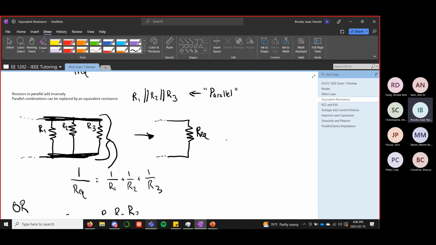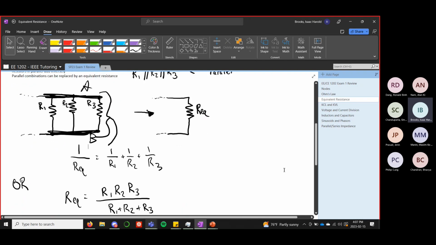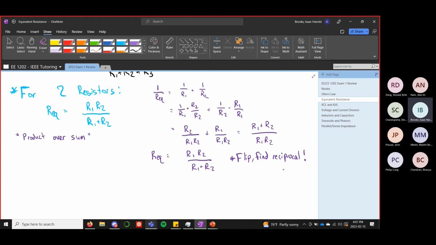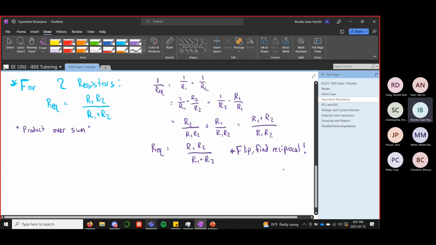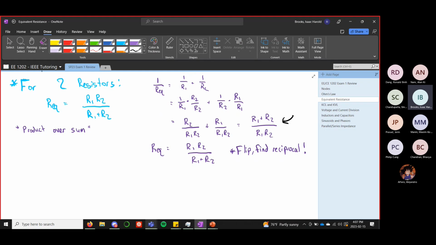Sometimes something looks like it's in parallel, but it's not. So you just have to make sure that you understand by labeling the nodes, sometimes that helps. A and B, so R3 is between A and B, R2 is between A and B, they're in parallel. So the formula for resistors in parallel, you've probably seen this, is the product over sum. So you can say R1 times R2 over R1 plus R2, and that's two resistors in parallel. You can derive that again by using this formula, by basically multiplying out and getting common denominators and finding it's the same thing. But the product over sum formula is really easy to remember.